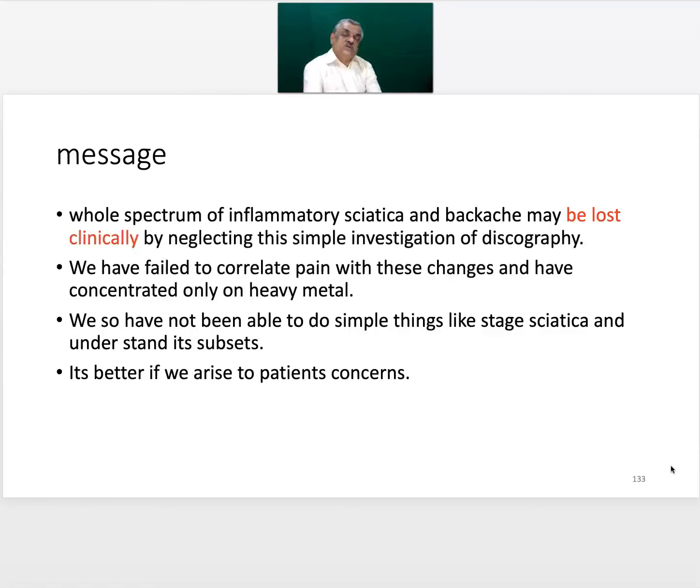We don't do a scan to demonstrate the leakage. We don't do a post-disco CT to demonstrate the annular damage. So we have not been able to do simple things like stage the sciatica and understand the subsets of sciatica, in addition to understanding the basic cause of back pain. It is better if we rise to the patient's concerns and start doing the discogram in addition to post-disco CT or MRI, at least till the time we are much more mature about these changes.